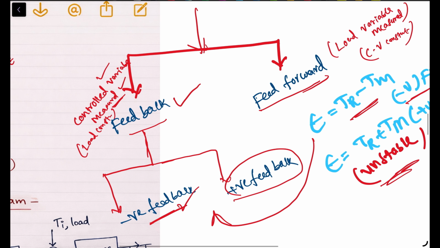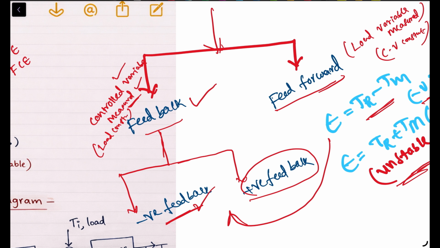Now let's discuss more about the feedback controller.